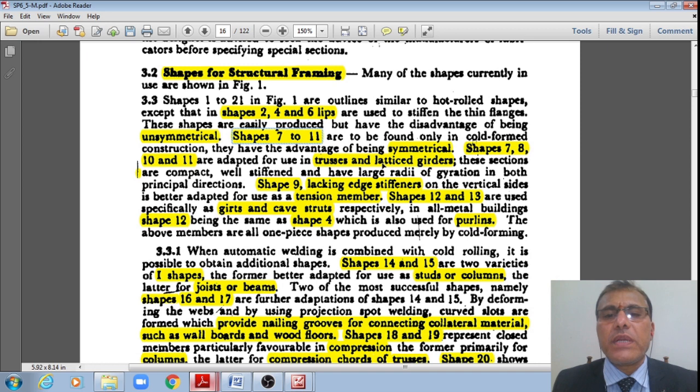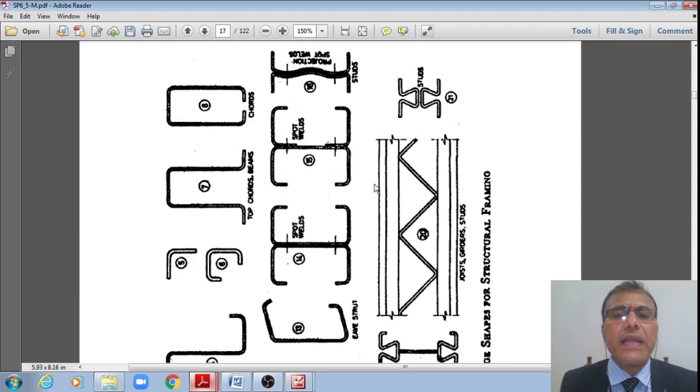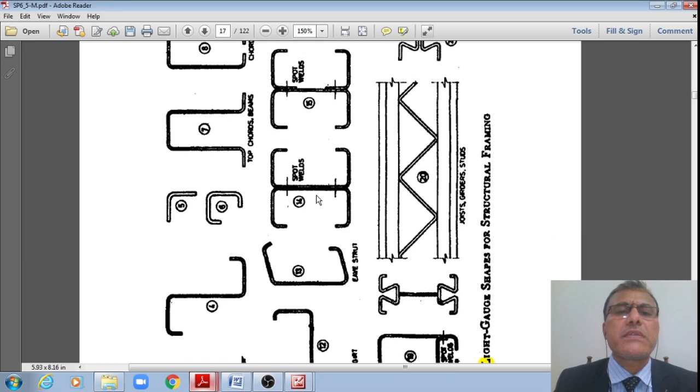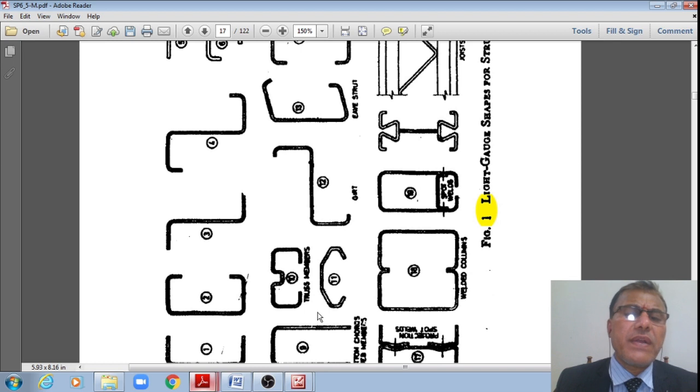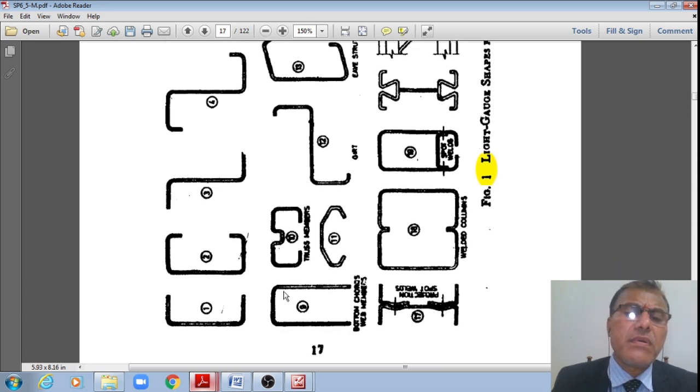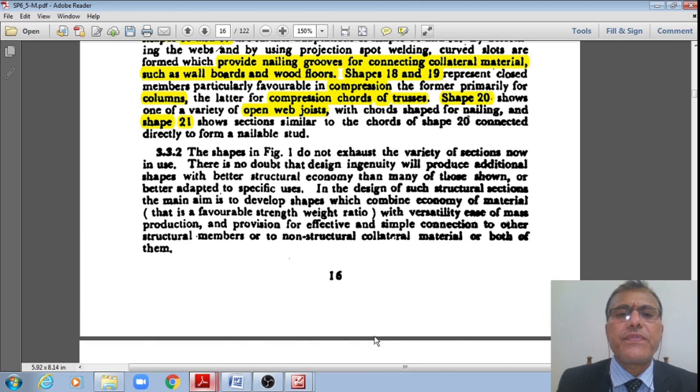have the advantage of symmetry, whereas these shapes 7, 8, 10 and 11 are used for trusses and lattice girders. Right, 7, 8, 10, 11: 7 can be used for top chord beams, 8 can be used for chords, 10 can be used for truss members and 11 can also be used for truss members, whereas this ninth shape can be used for bottom chord members for a truss, right? That is how the different sections are used.